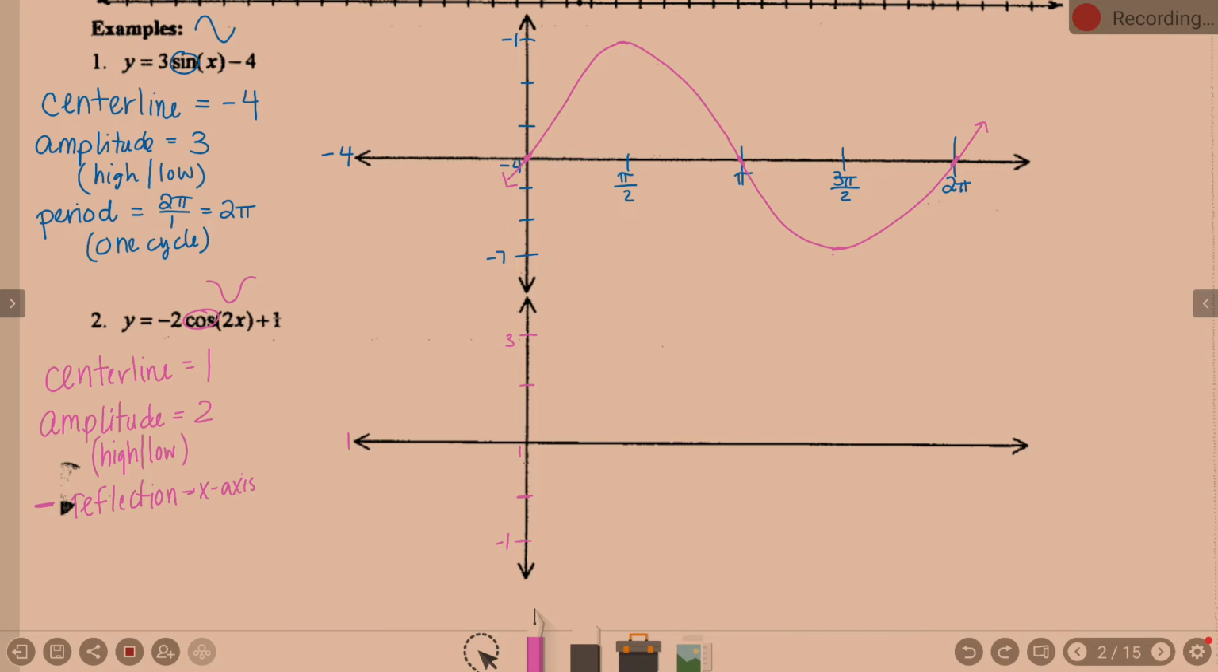I was counting my amplitude. Yeah, I put negative ones for the center line. Okay, so my center line was positive 1. Going up 2 is 2, 3. Going down 2 is 0, negative 1. And then we said there's a reflection. So what does this change?